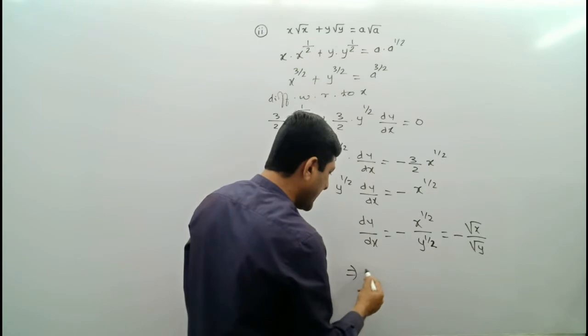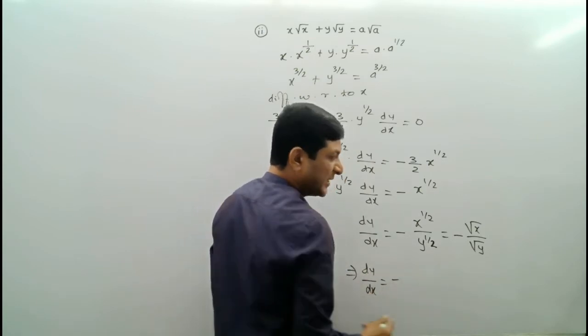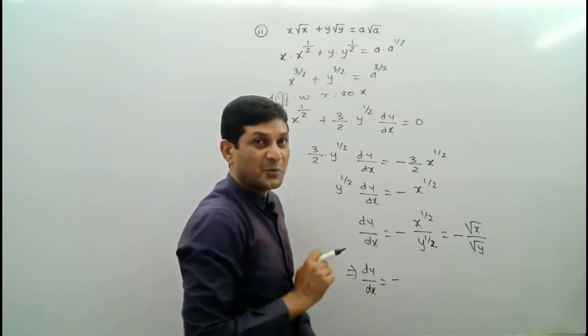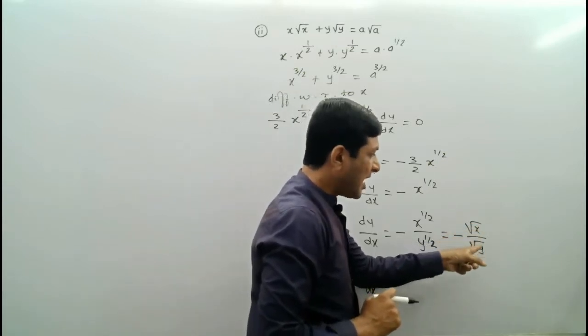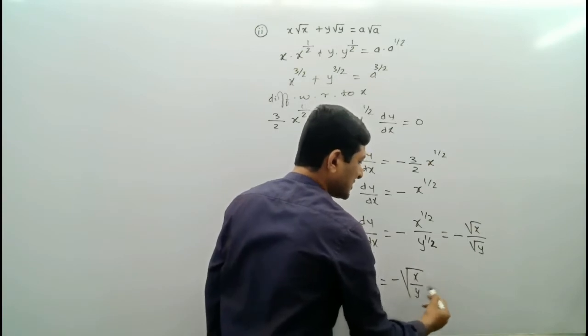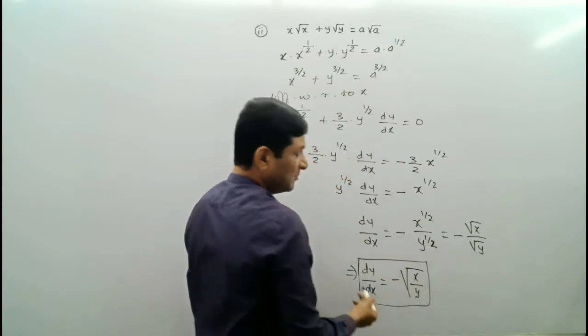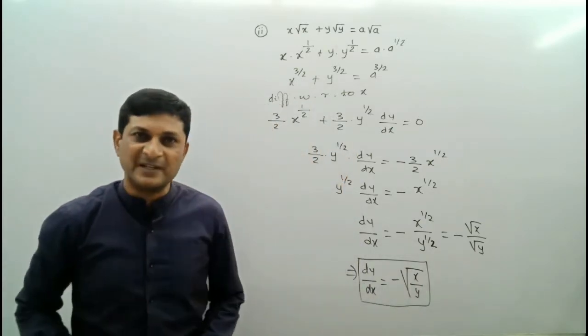So dy upon dx will be equal to minus, keep it as it is, again according to laws of surds, root a upon root b can be written as root a upon b, which means root x upon root y can be written as under root x by y, which is nothing but the differentiation of this given function.